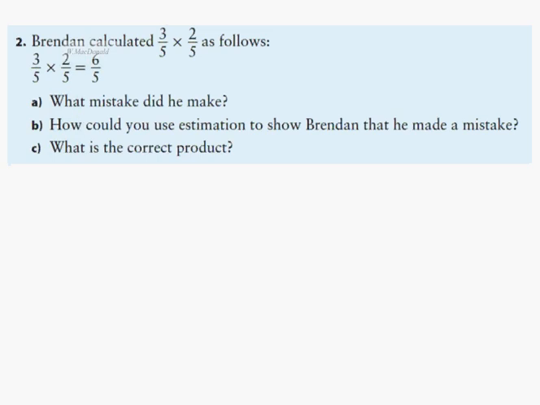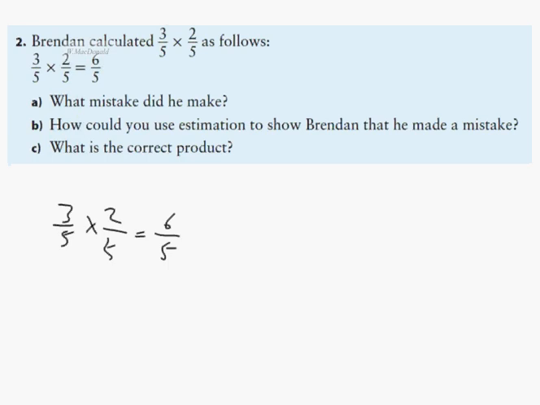Okay, this is a video tutorial for 6.3, how to multiply fractions by fractions. The questions are from Mathlinks 8, chapter 6.3. The first question says, Brendan calculated that 3/5 times 2/5, and he did this. He said 3/5 times 2/5 equals 6/5. What mistake did he make?